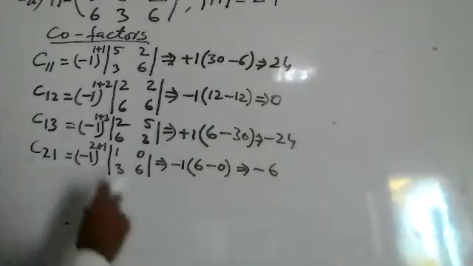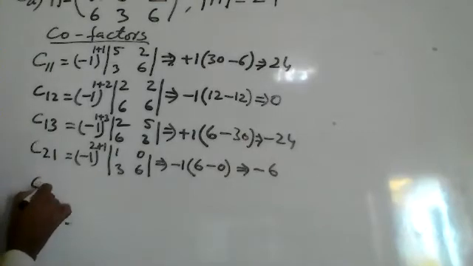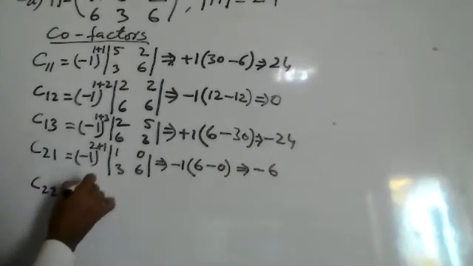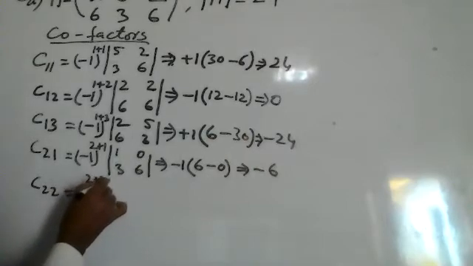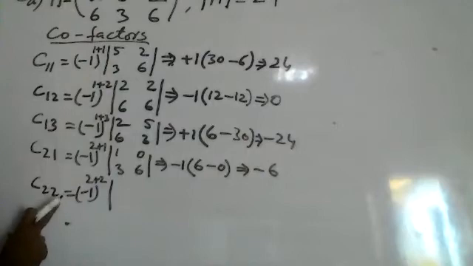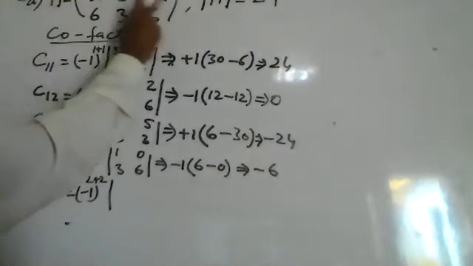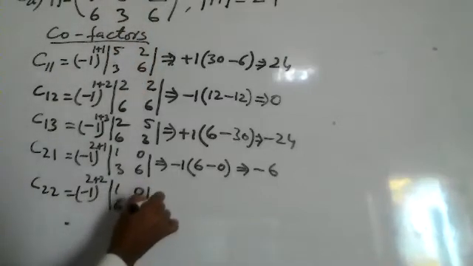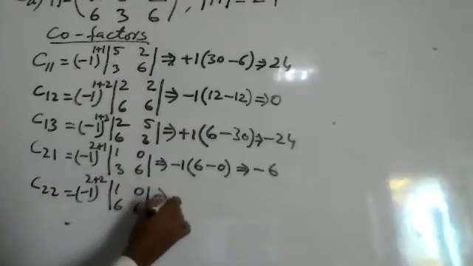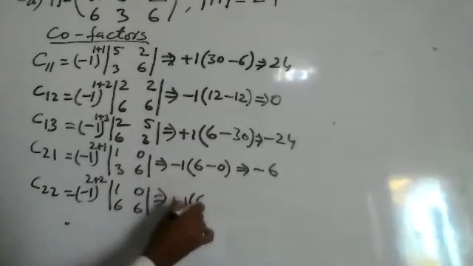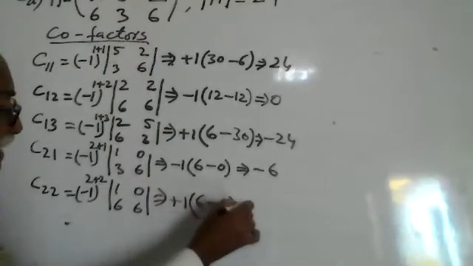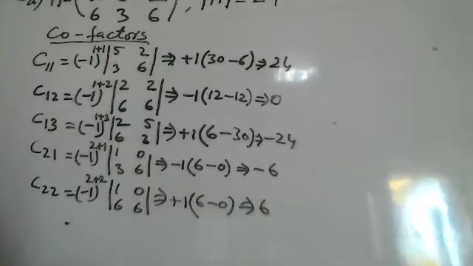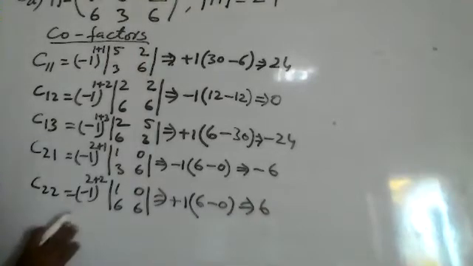In the same way, we will find C22. Minus 1 raised to power 2 plus 2. We leave the second row and the second column, the remaining 1, 0, 6, 6. Minus 1 raised to power 4 will be plus 1. Into 1 into 6 will be 6. Minus 0 into 6 will be 0. The answer is 6. Now C23.